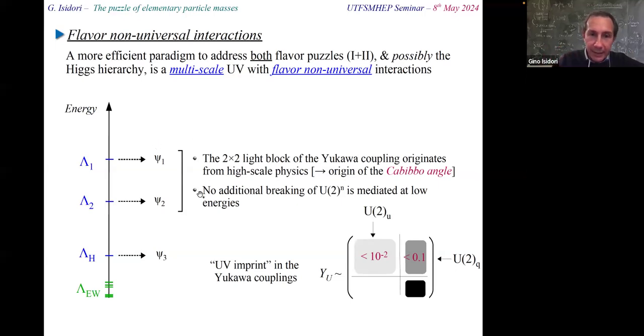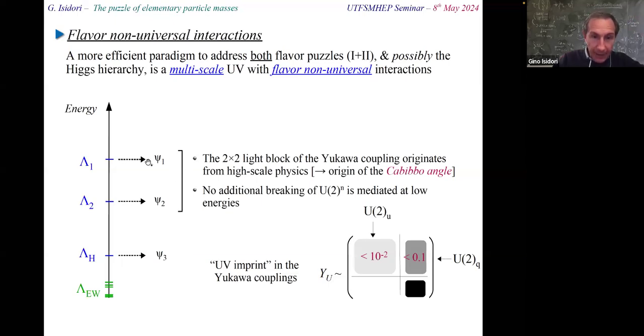And so the idea is that what distinguishes the first two families is something that happens at high scale. Actually, this is where the origin of the Cabibbo angle appears. But all this happens at high scale, and is somehow frozen at high scale. This is why we don't see any deviation from this U(2) breaking structure, which is generated at high scale.